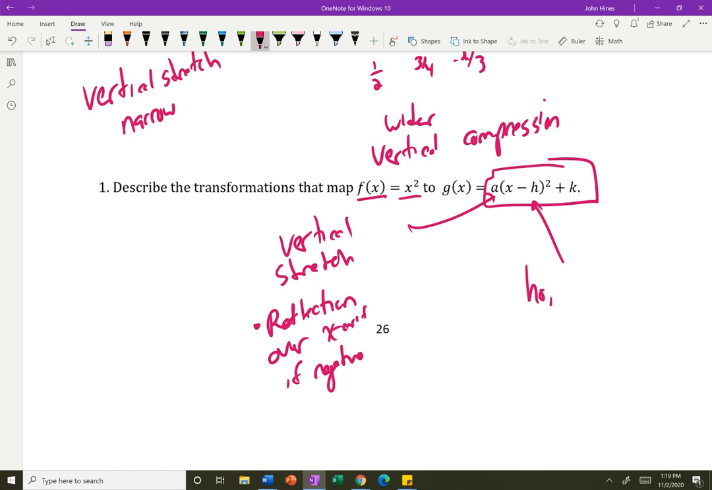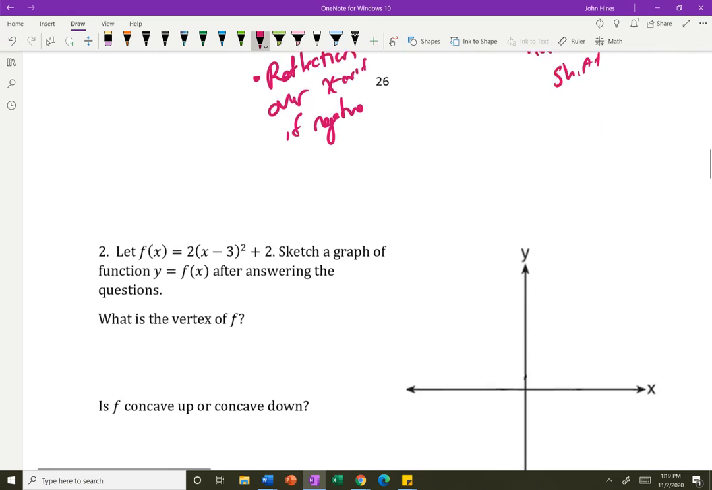This is your horizontal shift. And remember, this one's opposite of what you see. And then your outside shift, the outside number there is your vertical shift. And that one's normal. So we're going to practice working with these, and hopefully it makes sense.